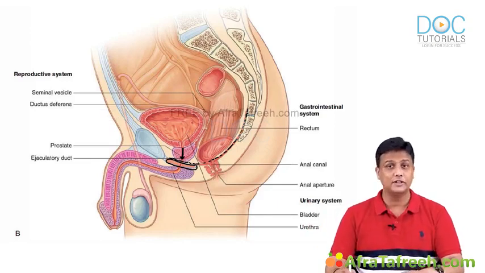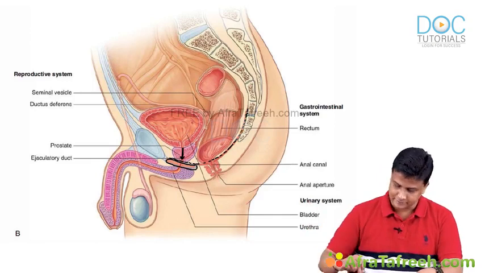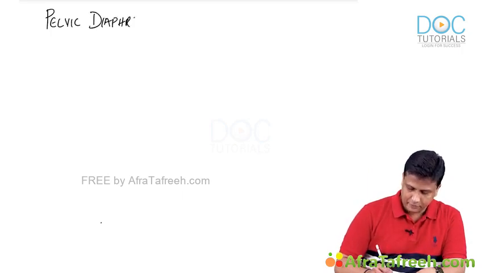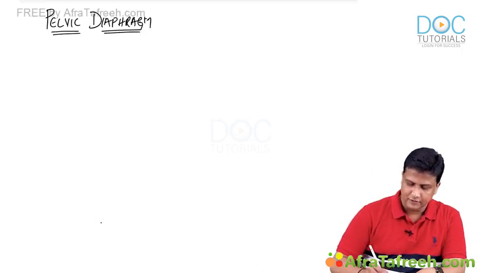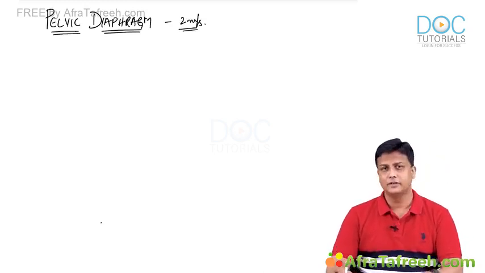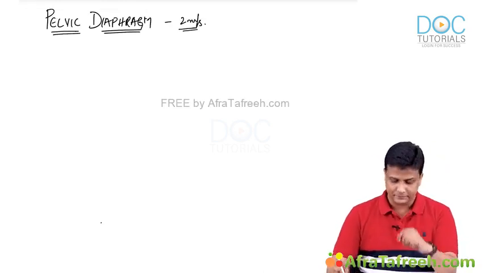Now let us deal with these two topics separately guys. First let's deal with the pelvic diaphragm. What is this pelvic diaphragm made up of? Remember, the pelvic diaphragm is just made up of two muscles. First let us write down in the notes and later on I'll even show you in the diagram also.